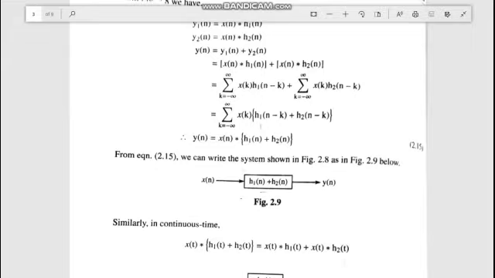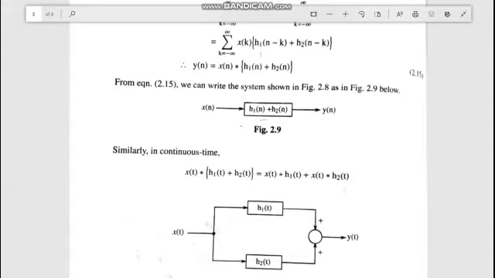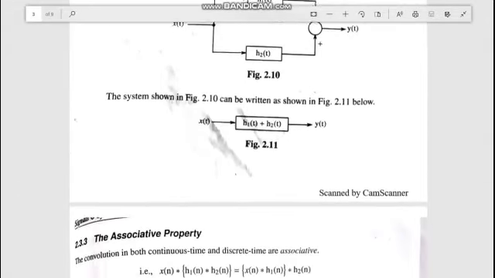in the system form shown in the below figure. X of n is given to a system which has h1 of n plus h2 of n. You are going to get your y of n. Similarly, continuous time signals can also be written.